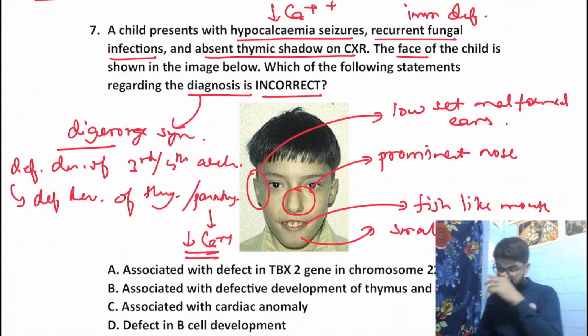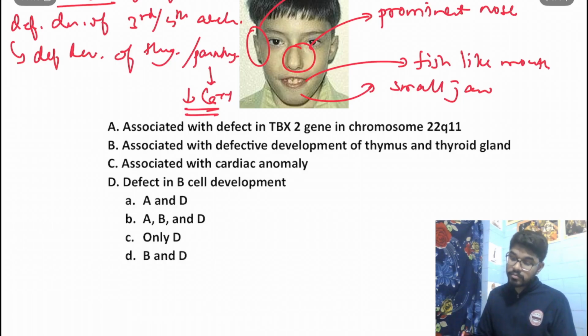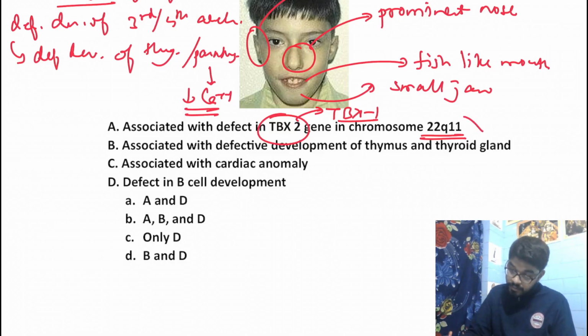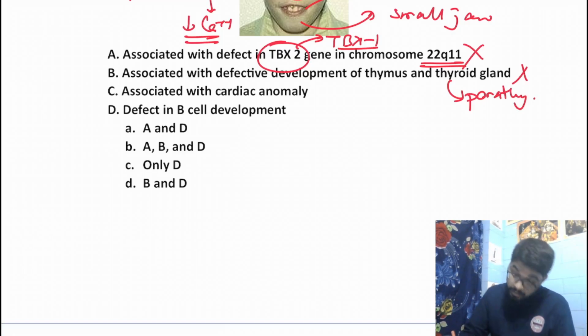Which might trigger seizures, right? So, which of the following is incorrect? Associated with a defect in TBX2 gene in chromosome 22q11, this chromosome number is correct, but this gene is incorrect. It is due to involvement of the TBX1 gene, right? So, this is incorrect. Associated with defective development of thymus and thyroid gland, no, that's a false statement because it involves your parathyroid gland. Associated with cardiac anomaly, that's a true statement.